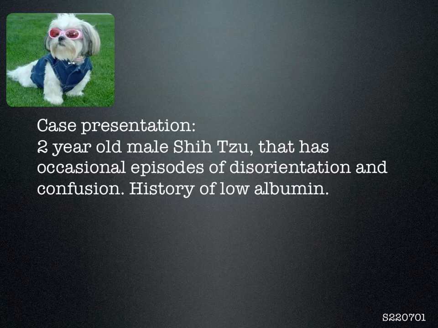Hello, this will be a short case presentation on a dog with a portosystemic shunt. He is a 2-year-old male Shih Tzu with a history of occasional episodes of disorientation and confusion. Low albumin was found on his blood work. For these reasons, we were suspicious of a portosystemic shunt.